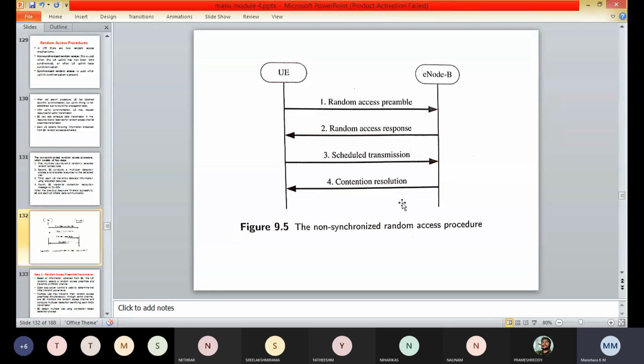We have two ends, that is the user equipment and the eNode B. In the first step we have the random access preamble. In the second step we have the random access response. We will go in depth in each step. Once you have copied, you can inform me, and I will go for the explanation.